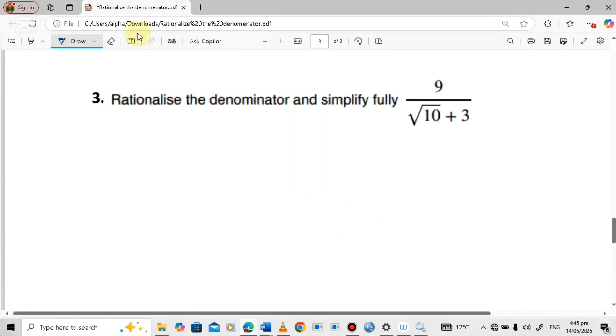Alright, here's the last question. Feel free to pause the video, try this question out, and then compare your answer with the answer that we're going to find together. Alright, so the question is 9 over the square root of 10 plus 3. So to rationalize this denominator, we need to multiply this denominator by its conjugate.